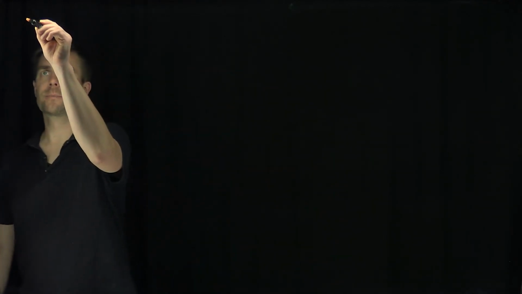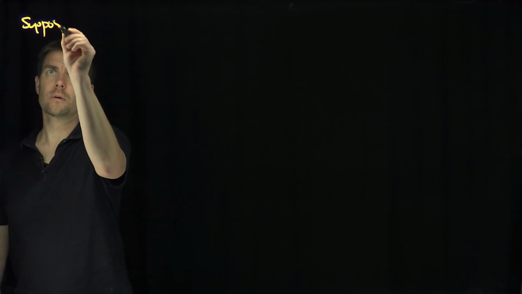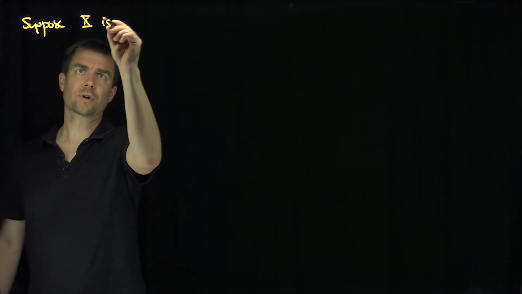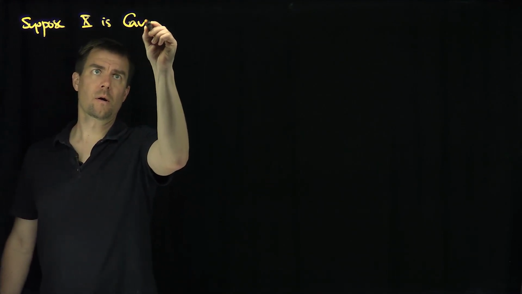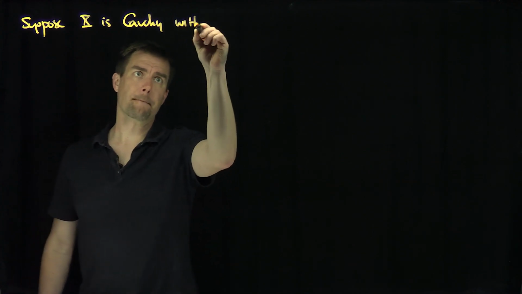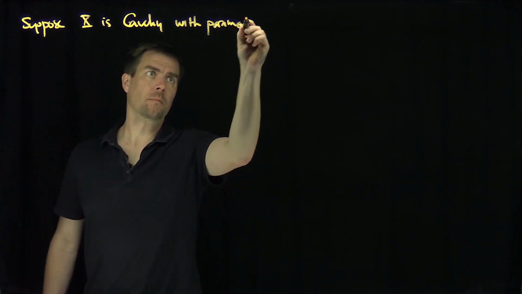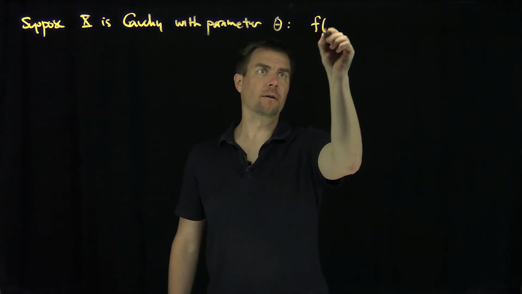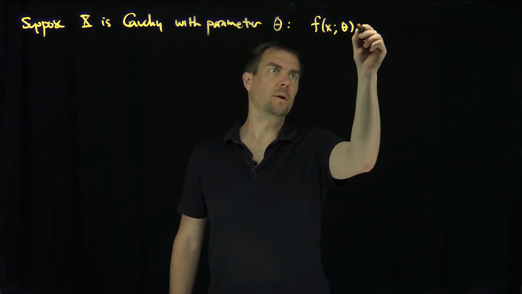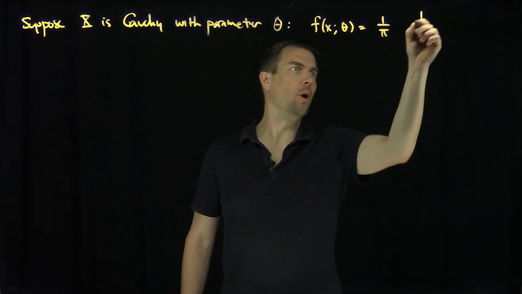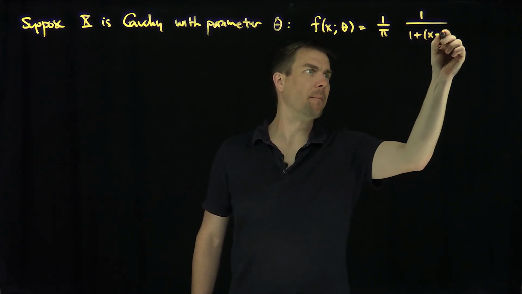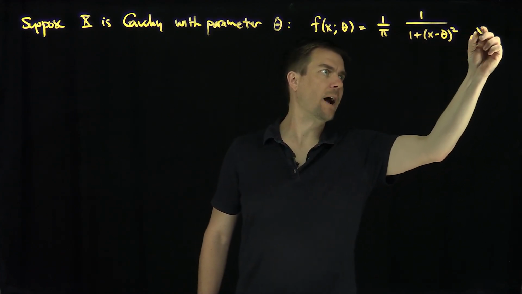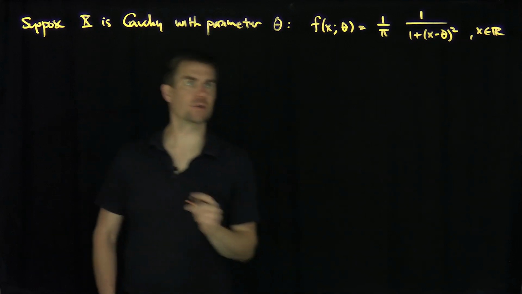Hello students, in this video we'll compute the Fisher information for a Cauchy distribution. So let's suppose x is Cauchy with parameter theta. That means its PDF, f of x and theta, is 1 over pi, 1 over 1 plus (x minus theta) quantity squared, for x in R. That's what a Cauchy distribution is.